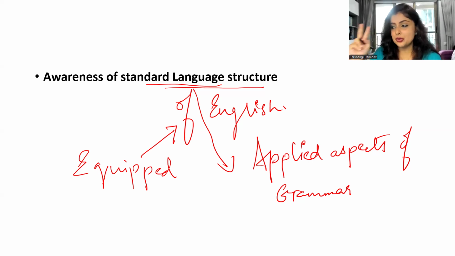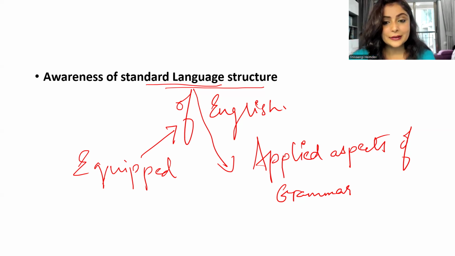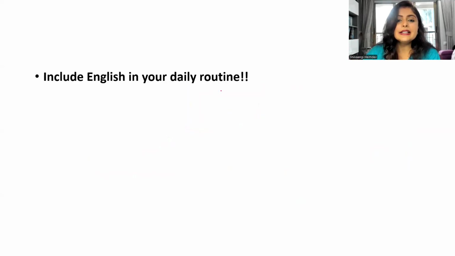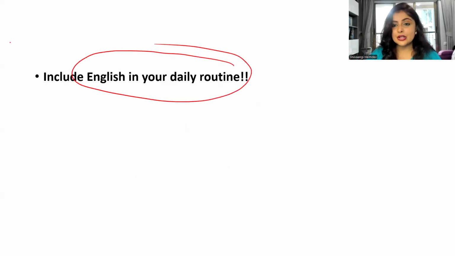So that was our step 2, and I hope you know what standard language structure is now. It's nothing but having complete awareness about the applied aspects of grammar, because applied aspects of grammar will help you in creating different sentence structures. And once you are equipped with this, the next thing is to include all that you know about the standard language structure, those sentence structures, those different types of sentences, vocabularies, everything in your daily routine.